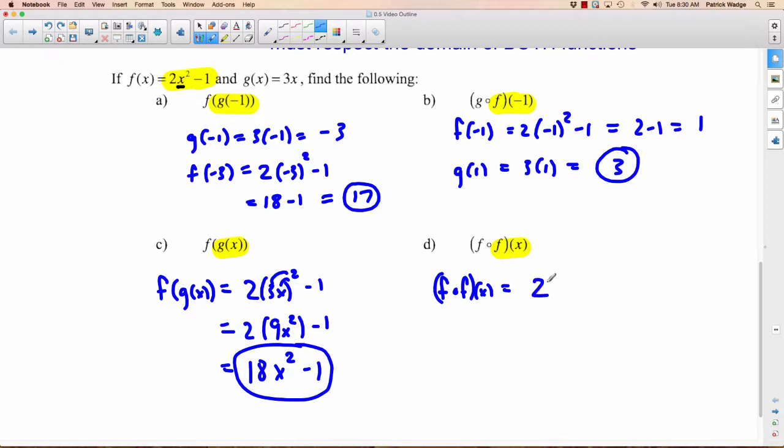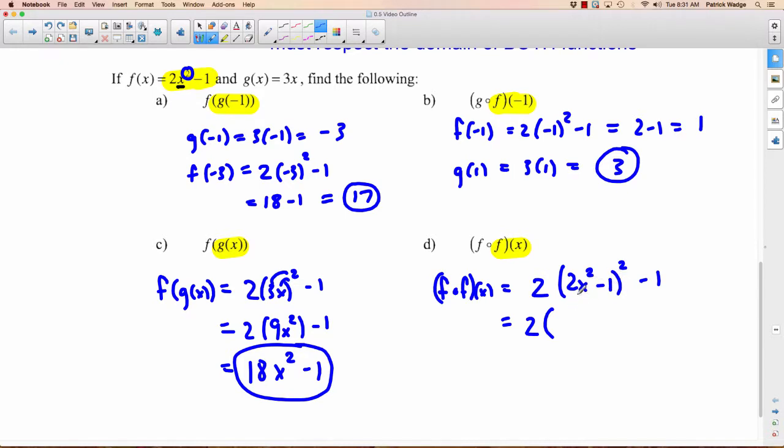So I get 2, oh, here comes an x. What am I writing there? 2x squared minus 1. Then I have to square it all, and then minus 1. Oh darn, this is going to be a little bit of work here. So 2 times (2x squared minus 1) means (2x squared minus 1) times another (2x squared minus 1).